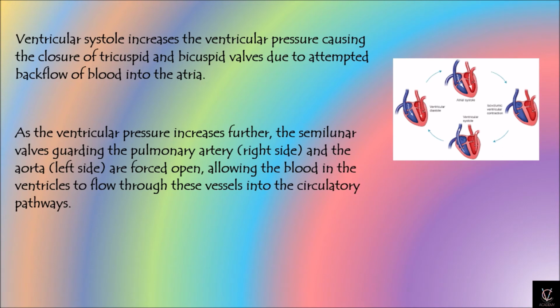As the ventricular pressure increases further, the semilunar valves guarding the pulmonary artery on the right side and the aorta on the left side are forcibly opened, allowing the blood in the ventricles to flow through these vessels into the circulatory pathway. So this is one of the important points here. As the ventricular pressure increases, the semilunar valves guarding the pulmonary artery on the right side and the aorta on the left side are opened forcefully in order to allow the blood in the ventricles to flow through them to the circulatory pathways.